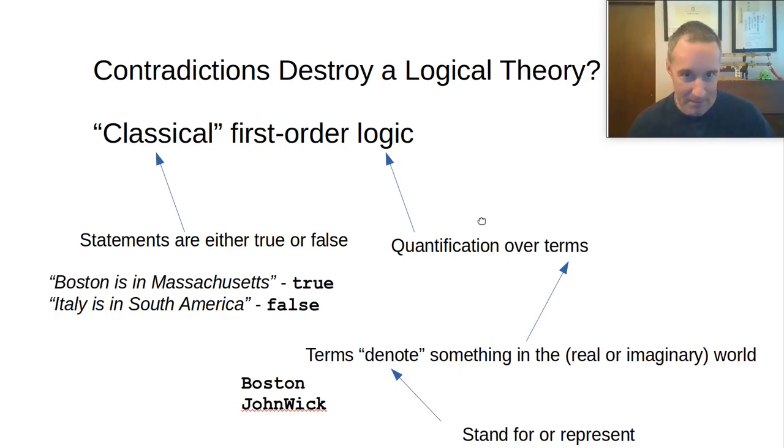But just briefly, there are statements that have truth values, like Boston is in Massachusetts. That's true. Italy is in South America. That's a false statement, but it's still a statement. It has a truth value. And then there are terms, things like the city of Boston, could also be like the fictional character John Wick. Those are terms, right? They're not true or false. Boston isn't true or false. It just is. It denotes something. It stands for, it represents something in the real world.